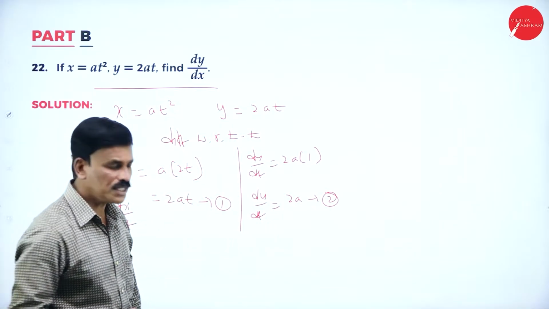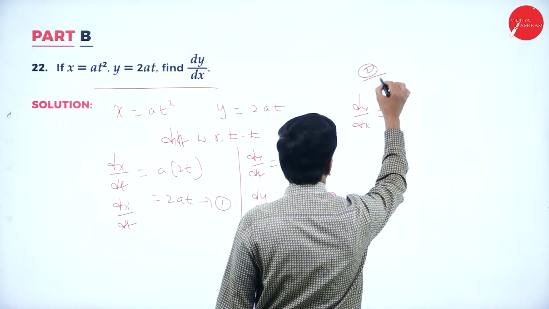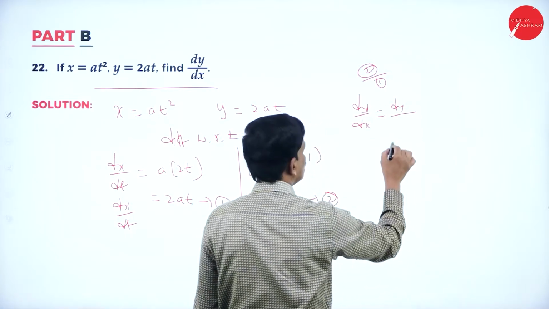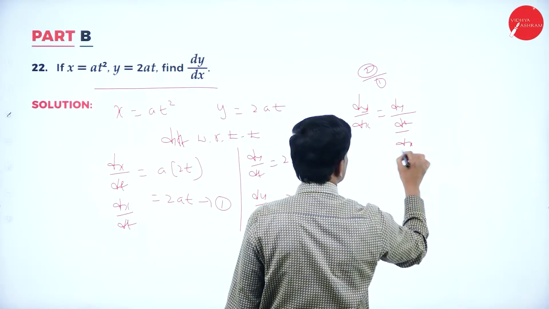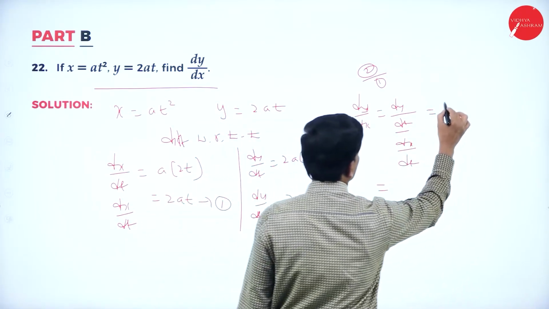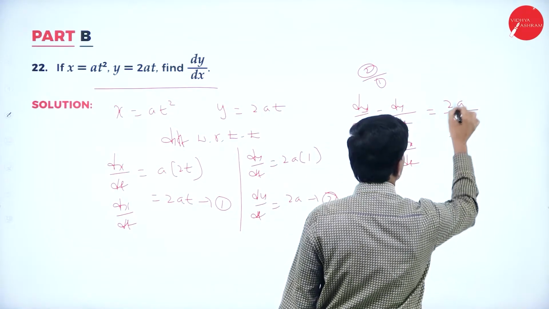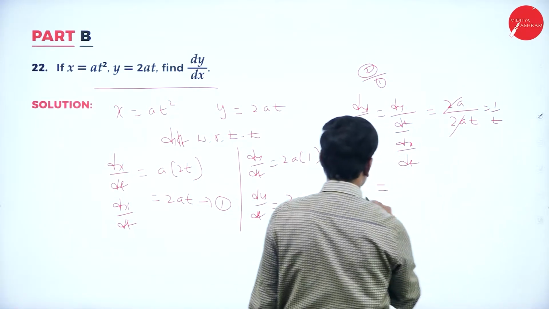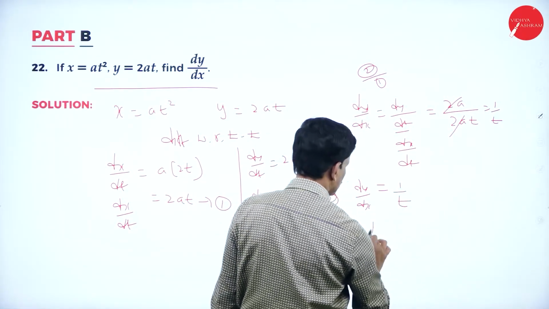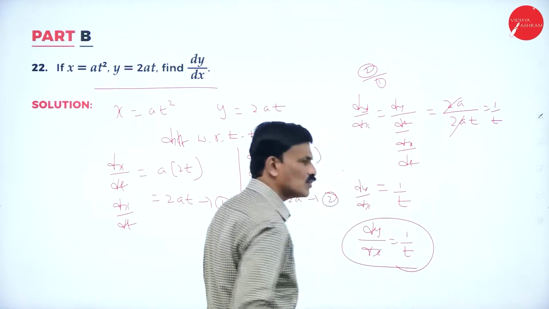Equation number 2. Now what is dy by dx? dy by dx is nothing but equation 2 by 1. dy by dx is dy by dt divided by dx by dt. What is dy by dt? dy by dt is 2a, divided by dx by dt, which is 2a into t. 2a gets cancelled. So therefore dy by dx is equal to 1 by t.